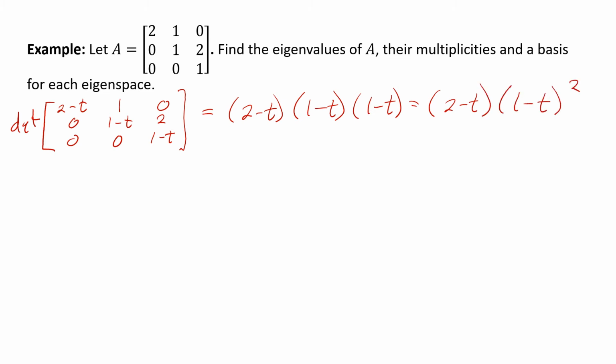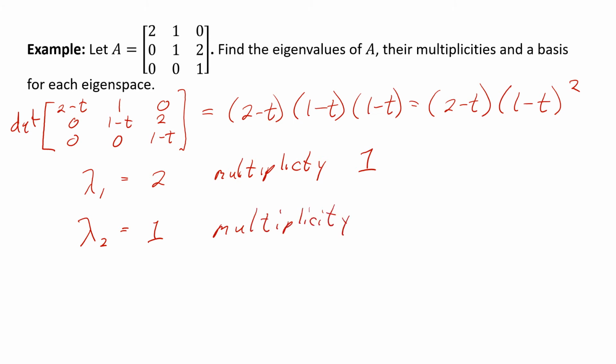So we have two eigenvalues. Eigenvalue 1 is 2, and it has multiplicity of 1. Our second eigenvalue is 1, and it has a multiplicity of 2 because it appears twice in that equation. So now the next step is to take these eigenvalues and figure out a basis for the eigenspace.